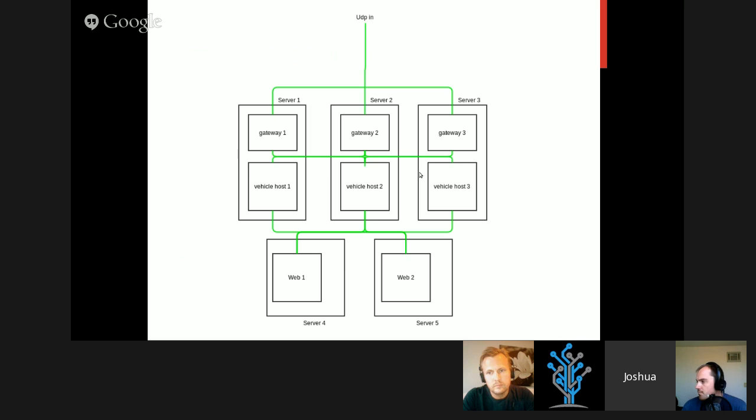So if we had one of these servers go down, the other servers would take that load. And we still get the concurrency of only dealing with one message at a time per vehicle.